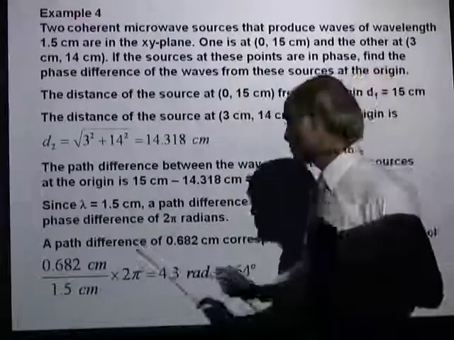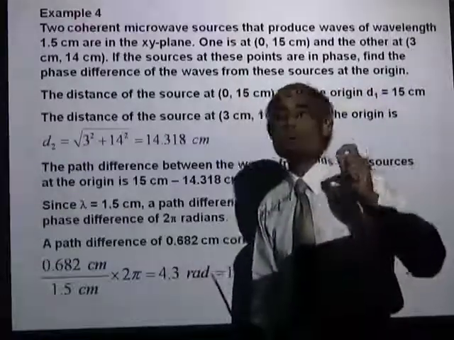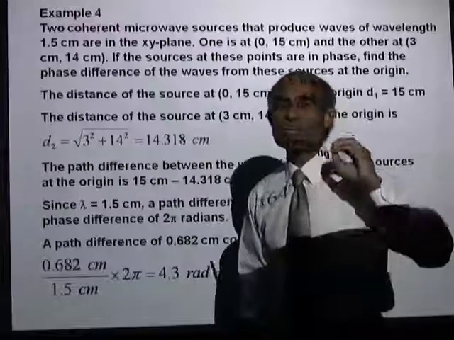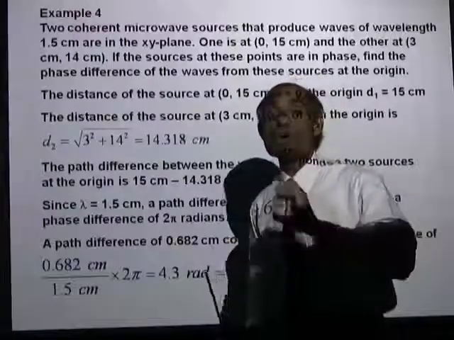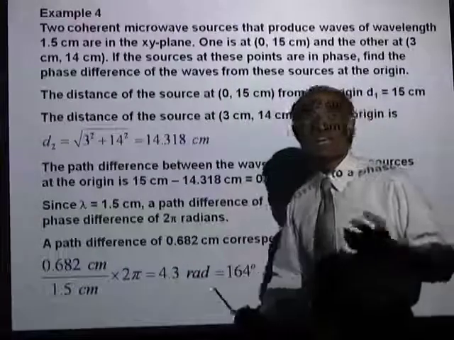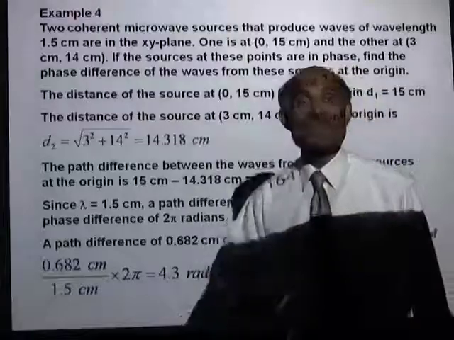That means if you use this value of delta in the equation for, what's the equation for the resultant amplitude? 2E0 cos delta by 2. If you now use the value of delta there, you will be able to obtain the resultant amplitude at the origin.